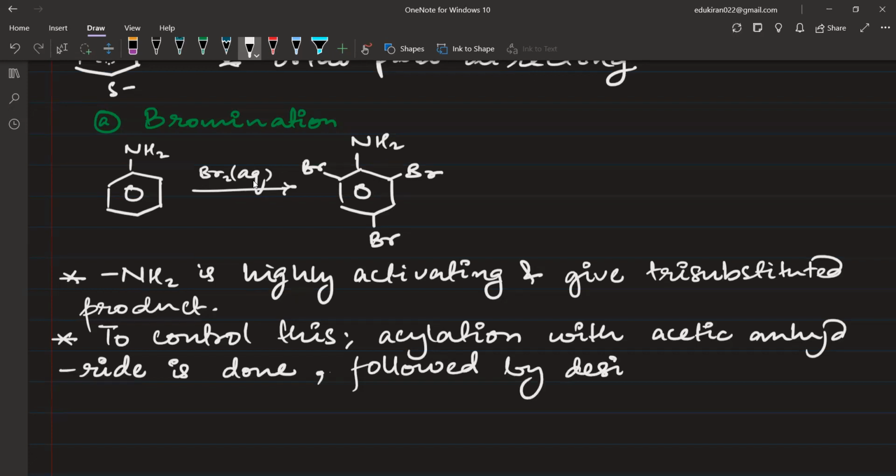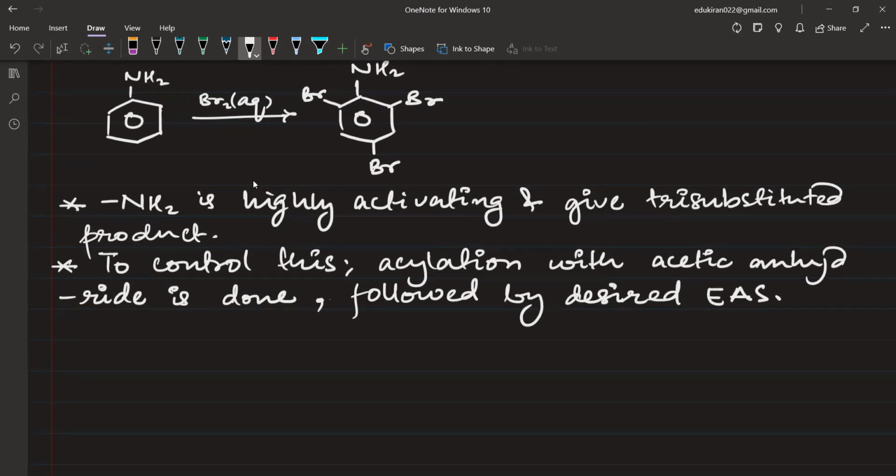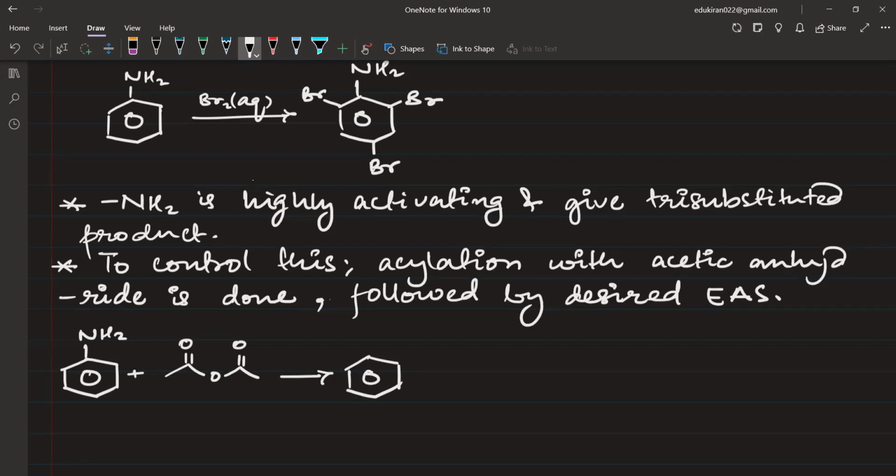Followed by desired electrophilic aromatic substitution. Okay, so first what will we do? Acylation. Acylation with what? Acetic anhydride. So we have the benzene ring, NH2, and we will add here acetic anhydride. Acetic anhydride has the structure O, C double bond O, C double bond O, and CH3 and CH3. So you will get the acyl group attached on the nitrogen atom, and one of the hydrogens will be removed from here. This is as it is.